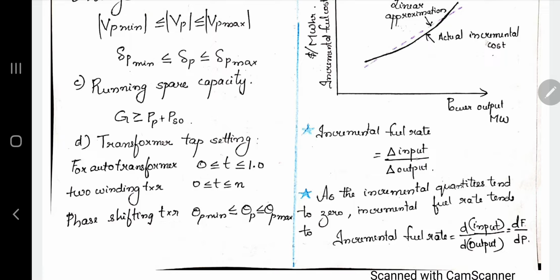That means we are considering it as a spare capacity. So the total generation should be greater than or equal to PD plus PL. The next one is the transformer tap changing.